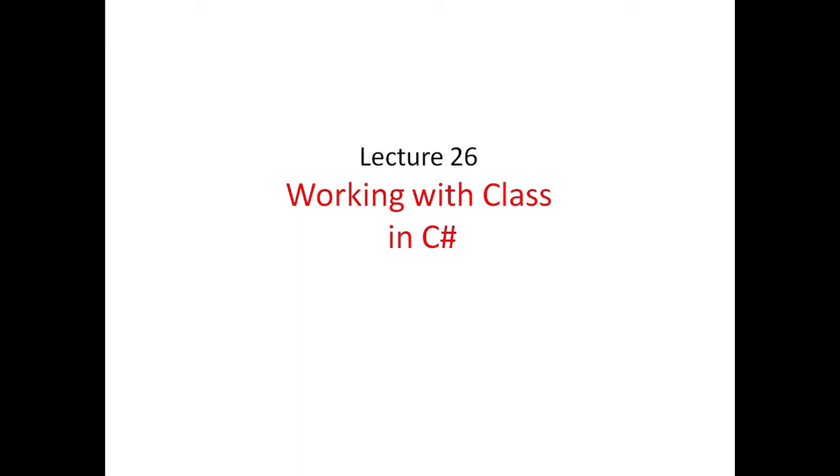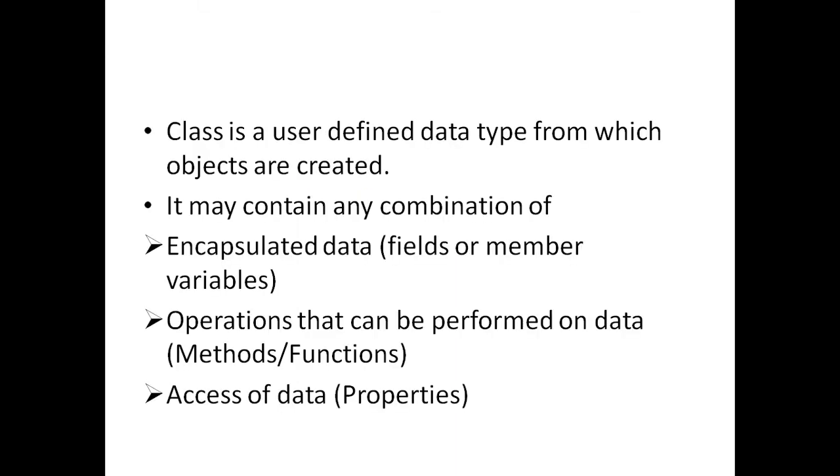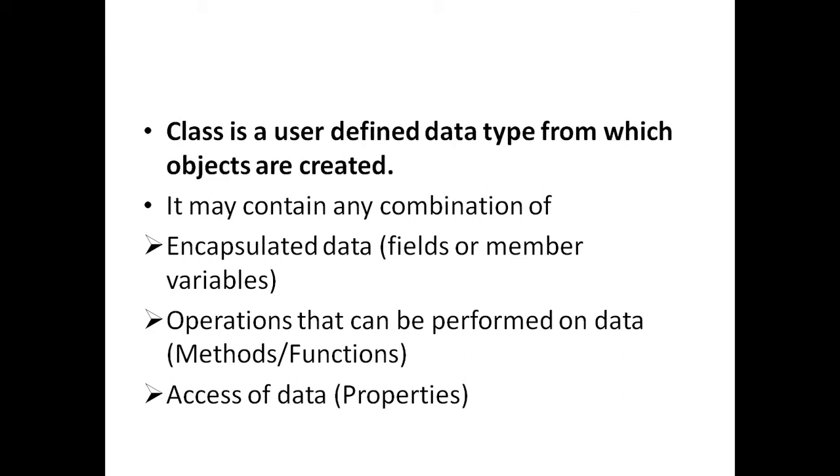26th lecture, and we will see working with class in C Sharp. Class and objects are the basic concepts of object-oriented programming. A class is a user-defined data type from which objects are created. It is an abstract model used to define new data types.